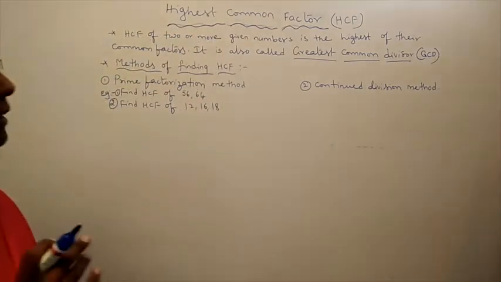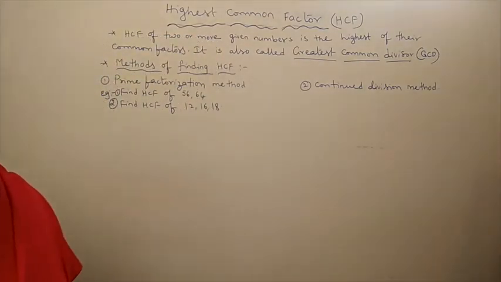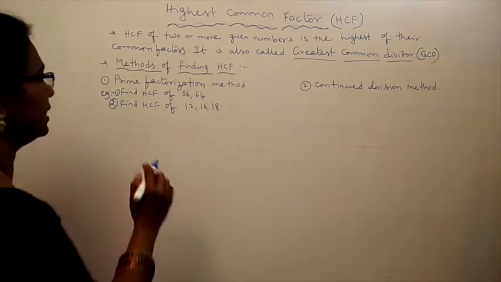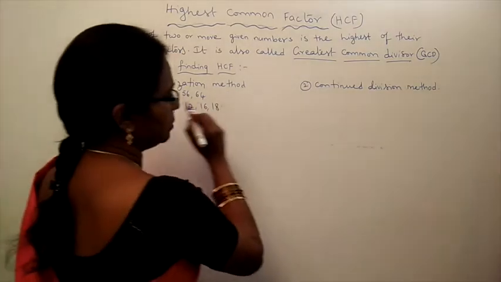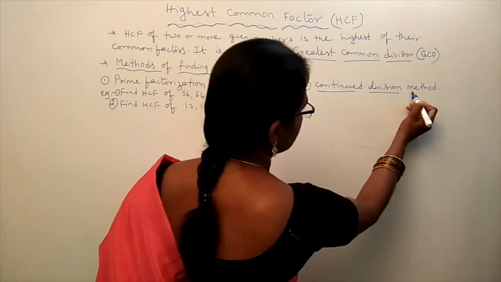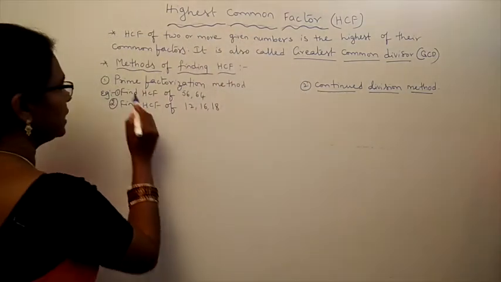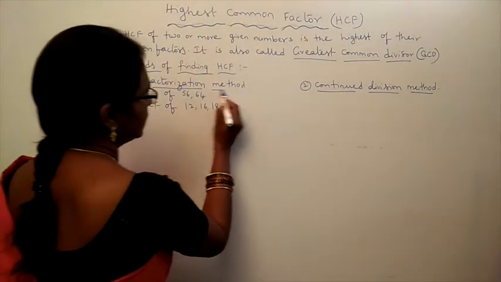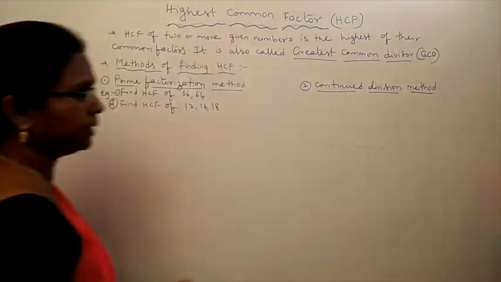Now, how to find the HCF? There are two methods. In your textbook, you have two methods. One is the prime factorization method. The other is the continued division method.